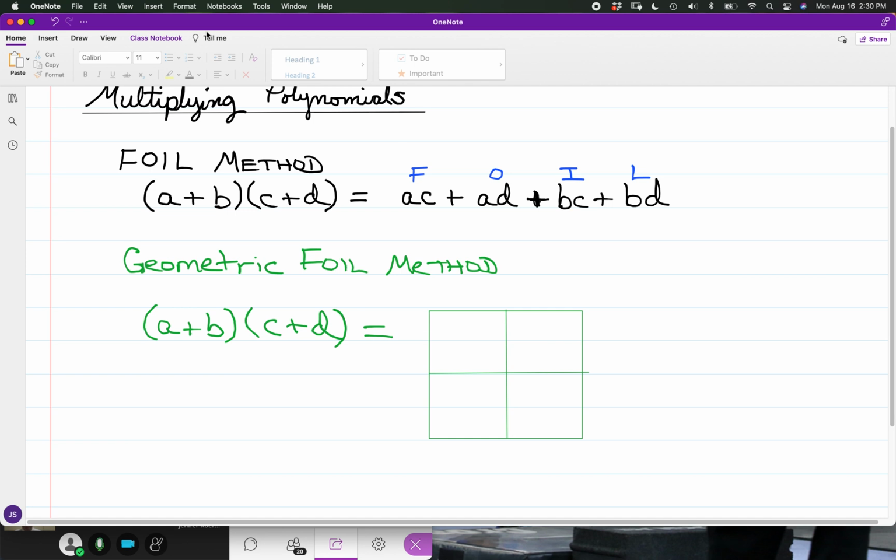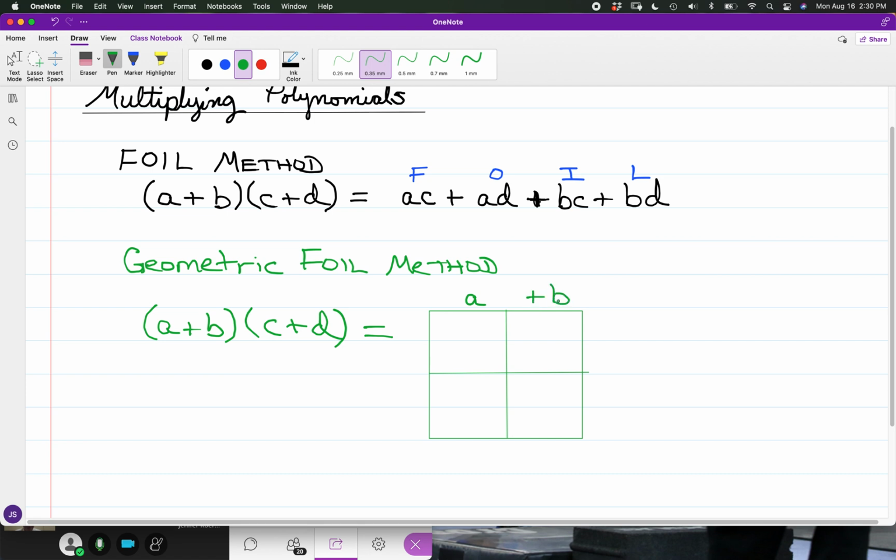It doesn't really matter what you have as the row headings or the column headings. We'll just say we have a and plus b as the column headings, and c and plus d as the row headings. But you can have a and plus b alongside, and then have c and plus d at the top. Multiplying the corresponding parts, we have a times c, and a times positive d, so it'll be plus ad.